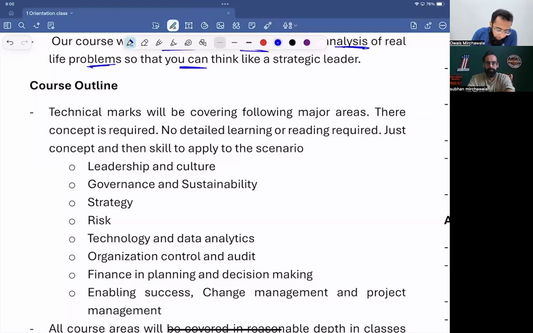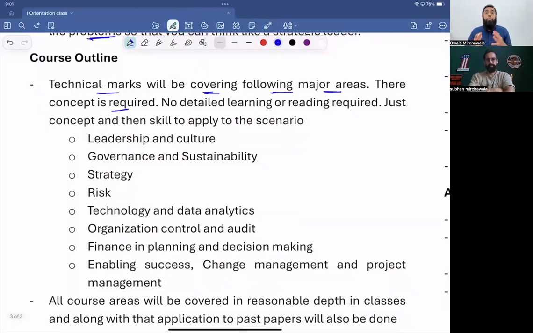Okay, so now when we talk about the course outline, the 80 technical marks will be covering the following major areas. These concepts are required again. No detailed learning, no rote learning, no learning of the book, just understanding the concept. Very great balance of this course. Real business world concepts. Leadership and culture areas, because obviously it's a strategic business leader, qualities of a good leader, how the leaders have to deal with the problems, great cultures.